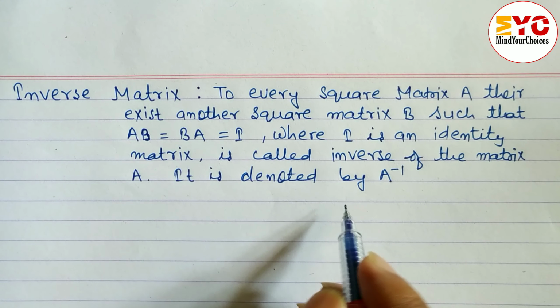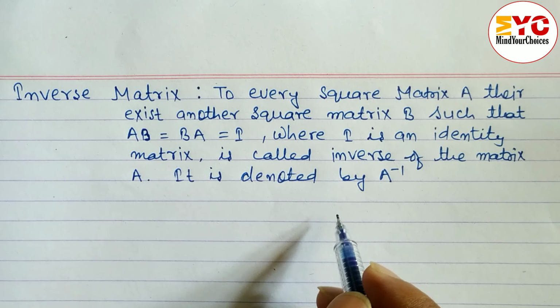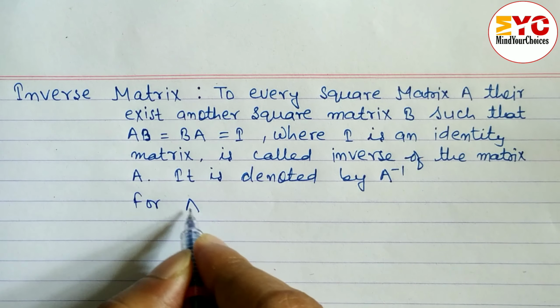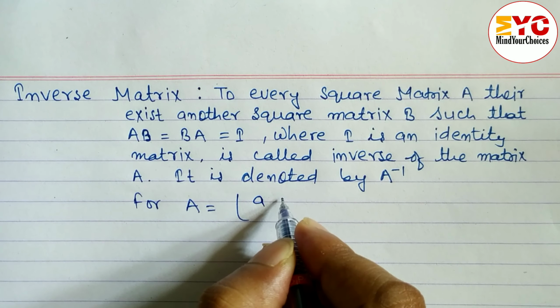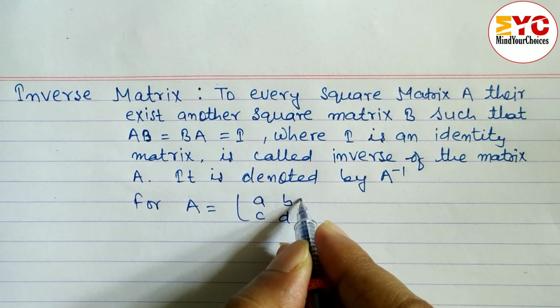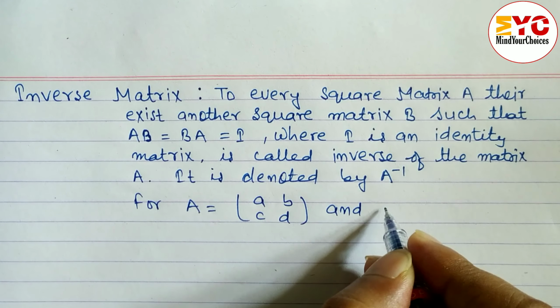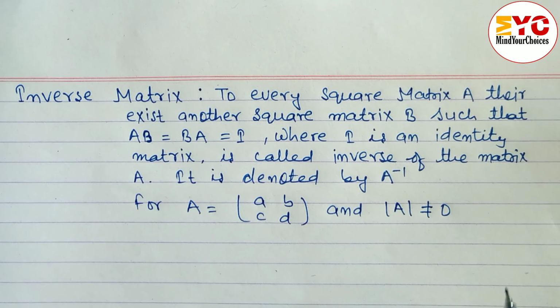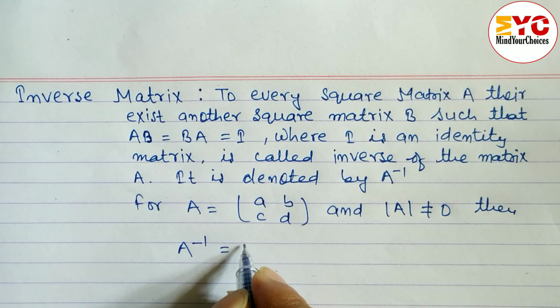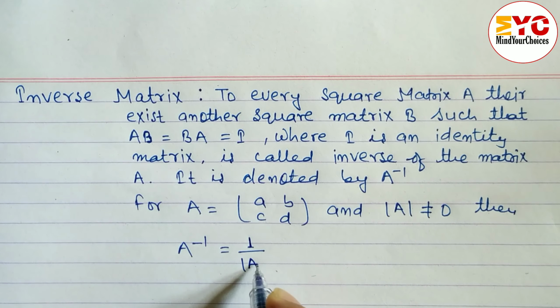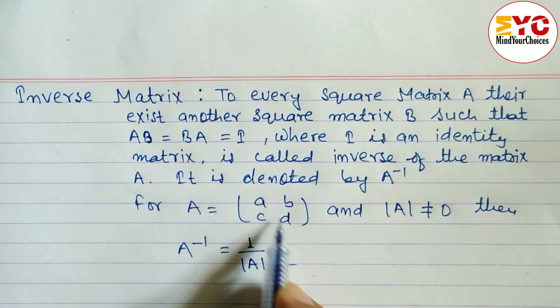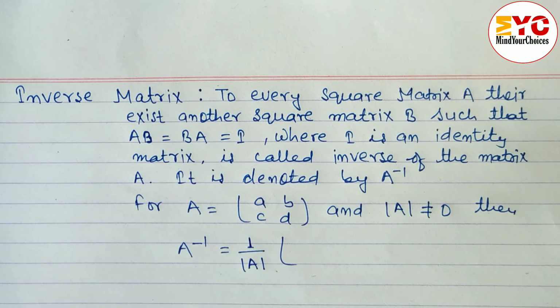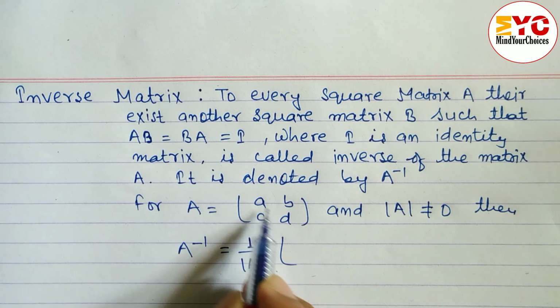Now I will show you the process of how to find out the inverse. Suppose we have A is equal to [A, B; C, D] and determinant A is not equal to 0. It means a non-singular matrix. Then to find out A inverse, what we have to do? A inverse is equal to, we have a formula, 1 by determinant A, and we have to interchange the main diagonal. We already did this when finding the adjoint of a matrix.